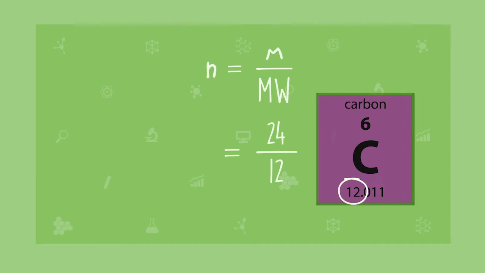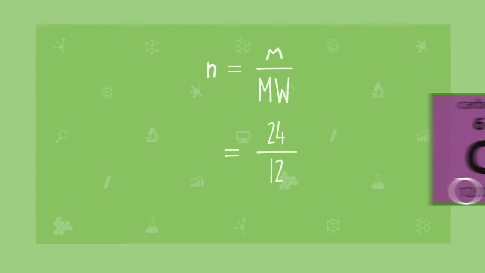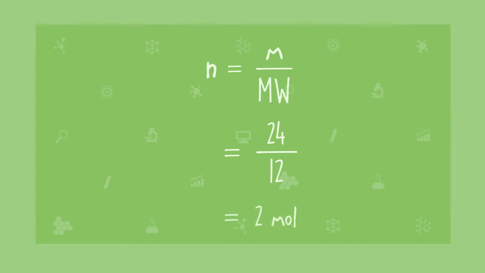Okay, what if I have 24 grams of carbon? How many moles is this? Well, we put the numbers into our equation, N equals M divided by MW, and use our calculator if we need to. So instead of the M, I put in 24 grams, and for the MW, I need to look it up on the periodic table. Carbon's about 12, so I put into the equation and get N equals 24 divided by 12. In this case, I probably don't need a calculator to work this out. The answer is 2 moles.